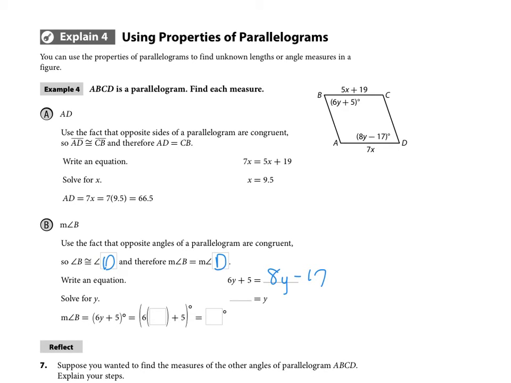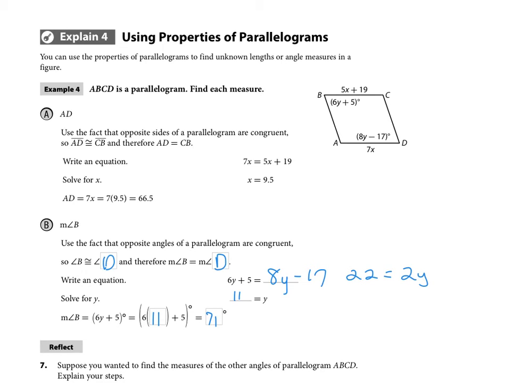If we do some quick work there, adding 17 to both sides, we get 22. Subtracting 6y from both sides, we get 2y. And then we get that 11 is equal to y. Notice we didn't stop there. We're going to go to the next step. If we want to find the measure of angle B, that means we're going to put 11 in for y, and we get 66 plus 5, or finally 71 degrees.